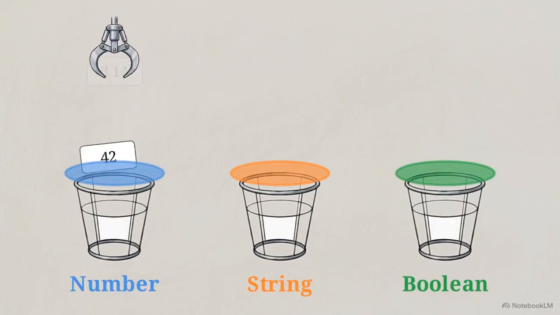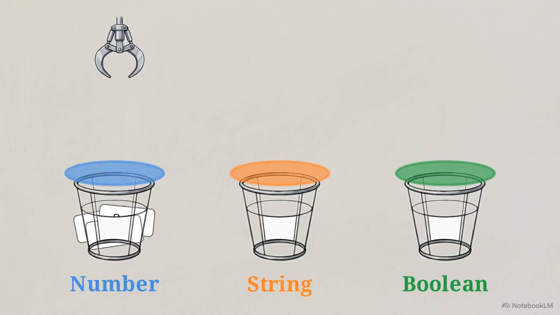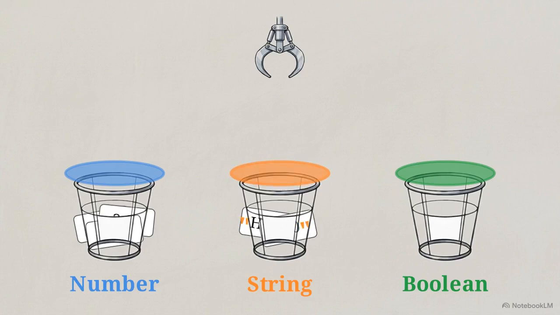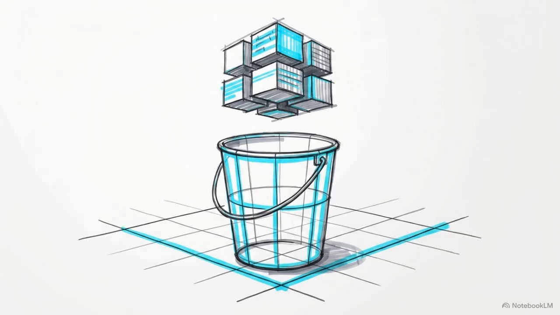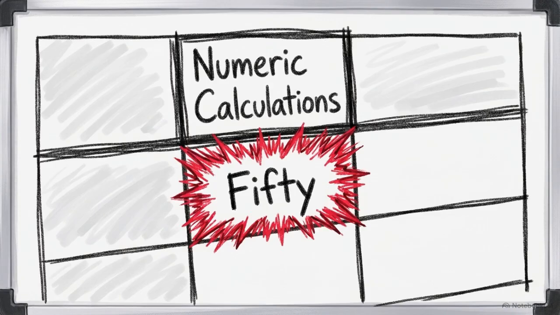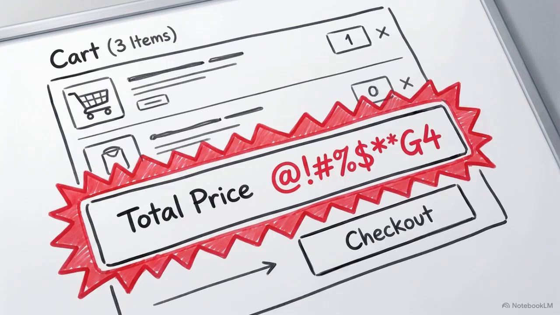We have a number bucket for all mathematical counts, integers and decimals. We have a string bucket for text data, which the engine recognizes because it is wrapped in quotes. And finally, a Boolean bucket, which handles simple binary logic like a true or false checkbox. Understanding exactly which bucket your data belongs in is crucial. If the JavaScript engine misidentifies a string as a number, or vice versa, it will misinterpret your mathematical intent, leading to silent bugs that can corrupt your entire application.